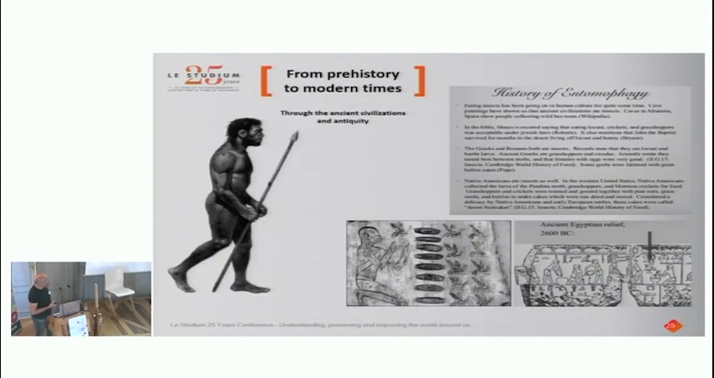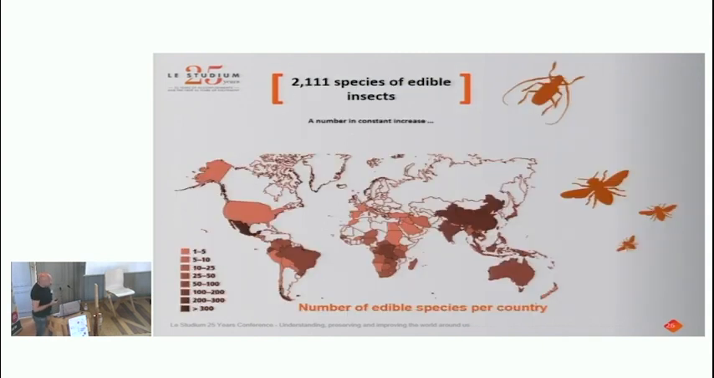Actually not. First humans already consumed insects, and you can see examples of insect consumption in all ancient civilizations. Even in the Middle Ages in France, we used to eat insects, but we kind of rediscovered that. Currently, there are more than 2,000 species of insects consumed in the world, mostly in Asia and in Central and South America, but also in Africa.